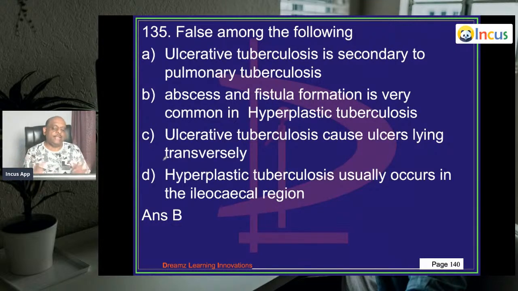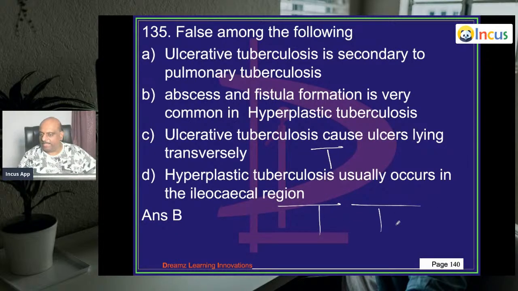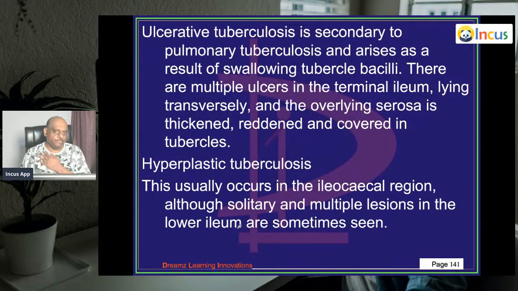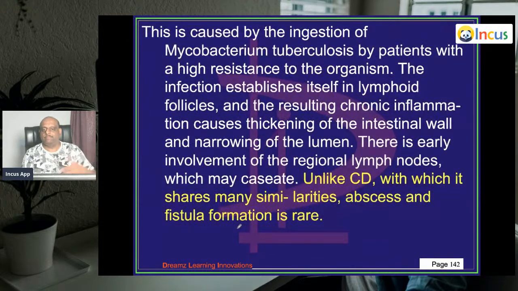If you look at ulcerative TB, ulcers are transverse. You can remember, you will write TB like this, no? So, ulcers are transverse. Ileocecal area, whenever TB occurs, it is hyperplastic in nature. And abscesses and fistulas, if you look at all of them, they are more often seen in Crohn's disease rather than TB.